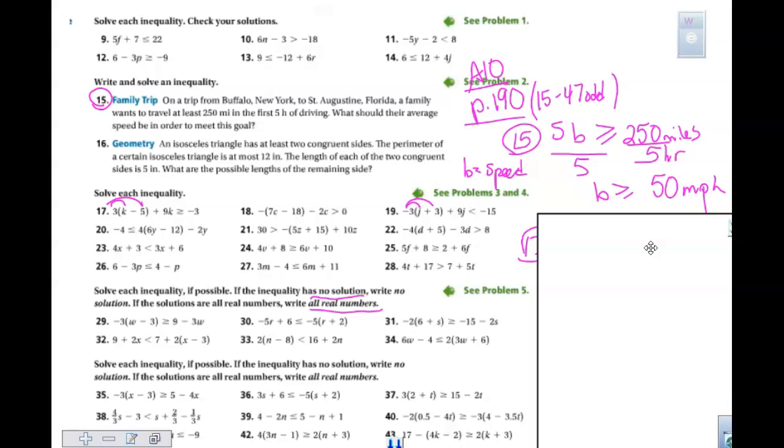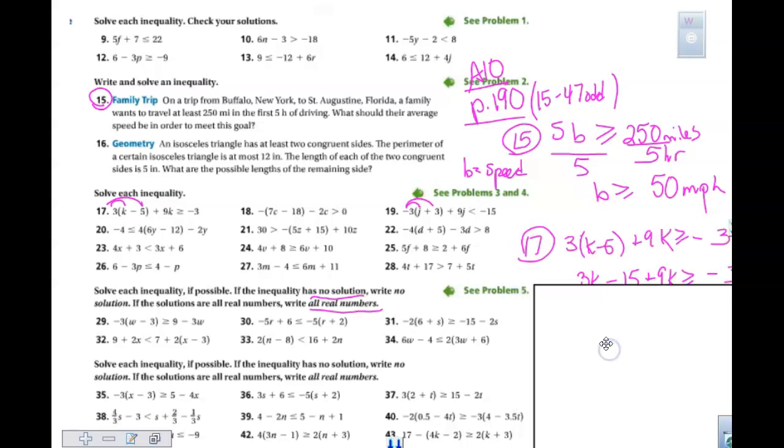16 we're not going to do, so you don't have another story problem on this one, so we're going to go to 17. So again, when you look at 17 on the test, this might be the question. If you would please write number 17 down on your paper. We're going to do this one together. It's 3 times parenthesis k minus 5 plus 9k.